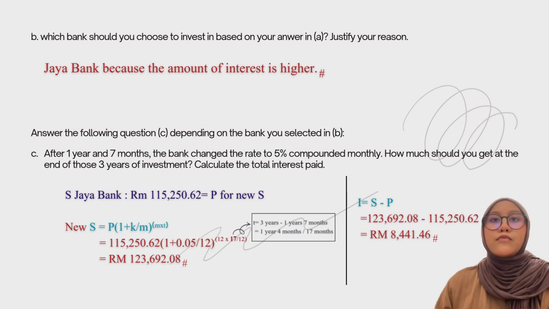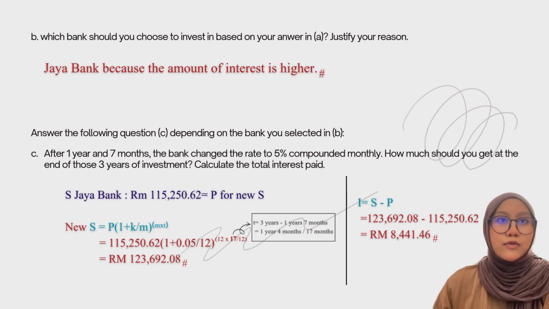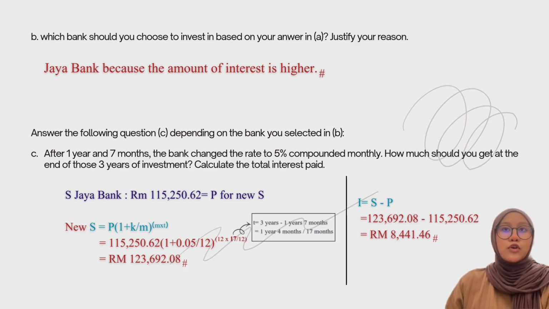And for the time, we use 17/12, which means 1 year and 5 months. So we get the total as the new S for Jaya Bank, and we just use the formula I equals S minus P to know the total interest paid, and the total is 8,441.46.